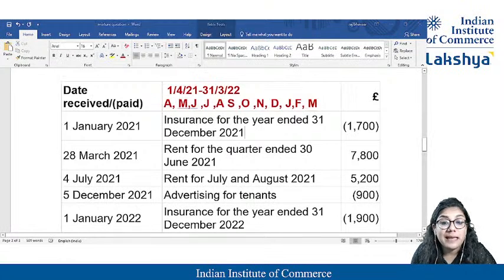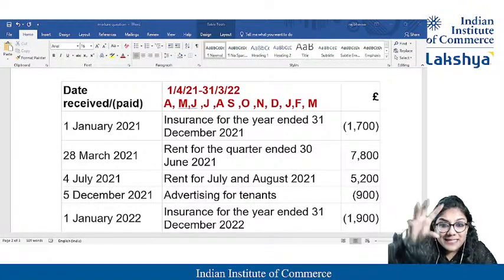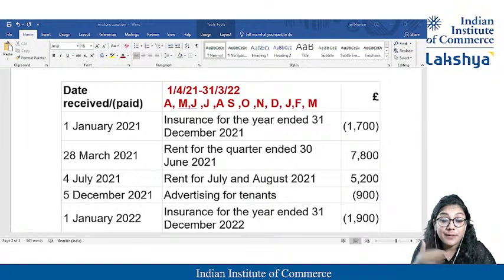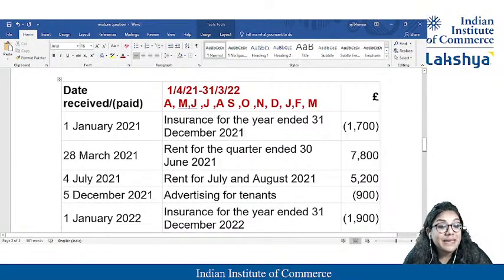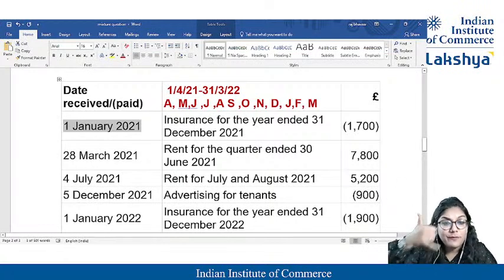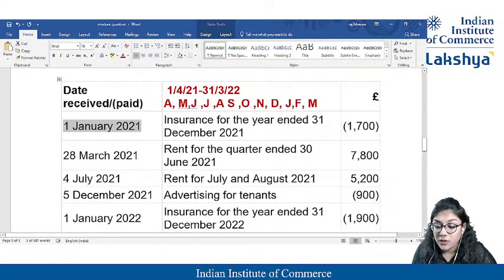We have to analyze during this period what is my income and what is my expenditure. For the first, I have made an expenditure of 1700, but that was paid on 1st Jan 2021. Is it coming in this period? No, ma'am, it's pre-period, so it's not in this period.